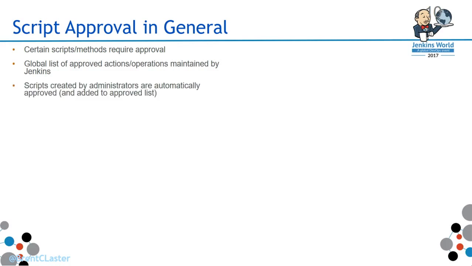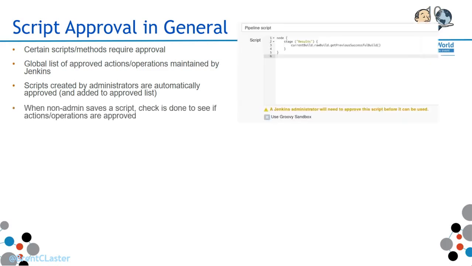If you have a script or a pipeline created by an administrator, then that's automatically approved. It can automatically do anything it wants. It's like the trusted model there. If a non-admin, though, tries to save a script, then it does a check to see if actions or operations are approved. If you're wondering what it means to be an admin versus a non-admin, historically an admin has the overall run scripts permission. If you go into the Jenkins matrix and you have the overall and run scripts permission, then you're considered an administrator. So an administrator can do any kind of script they want.